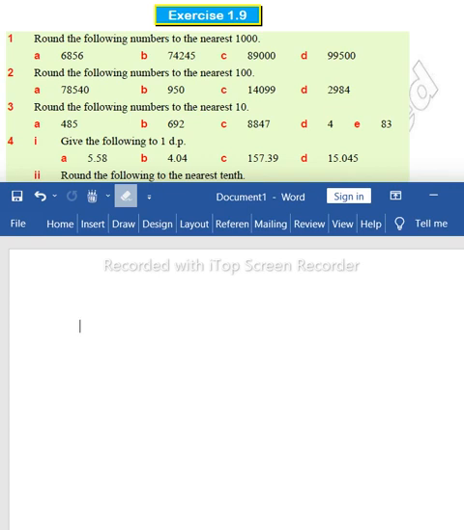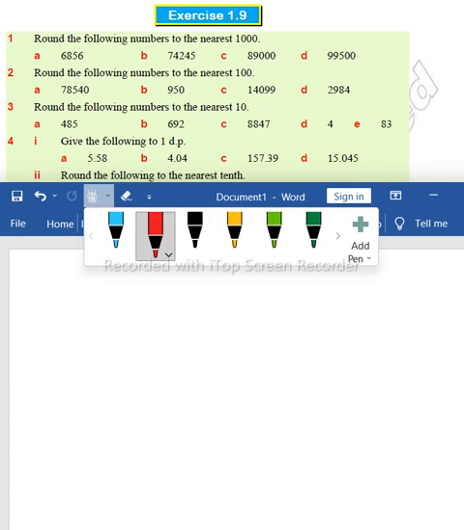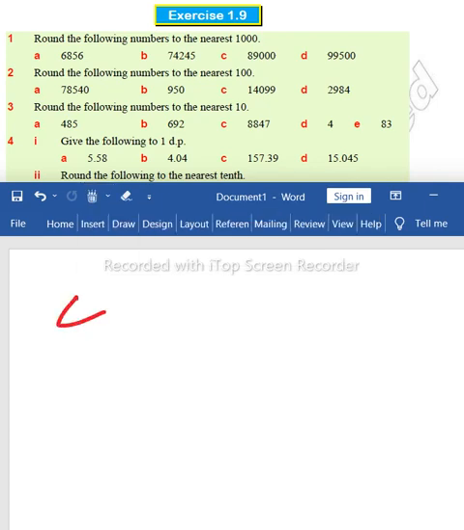Question number 3 says, round the following numbers to the nearest 10. So the first question, under letter A, let us write this question first. Under A the question says 485. Let us round this number to the nearest 10.